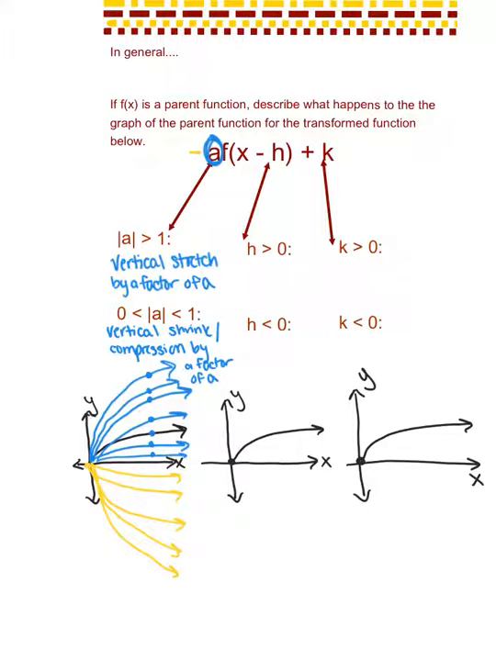Now what I want to talk about is the H. So this H right here on the inside, what you should have noticed is when you saw H was greater than 0, you should have seen that the shape of the function didn't change, but it shifted to the right.